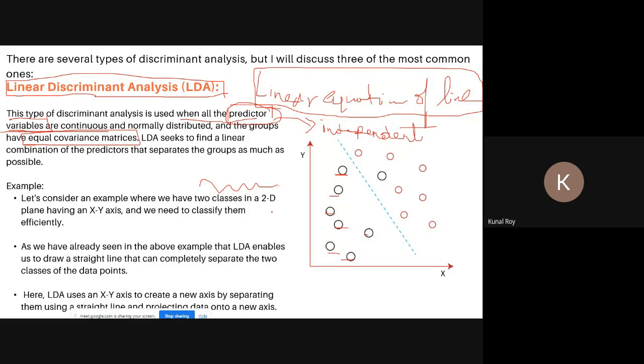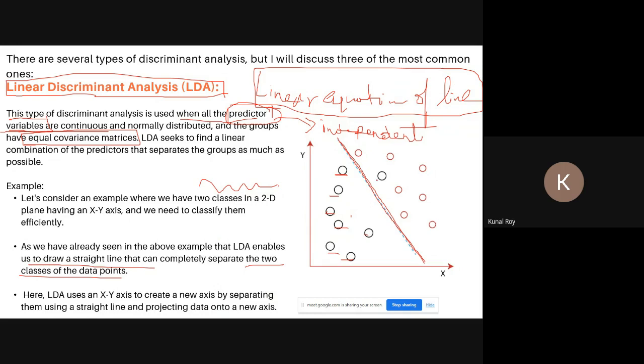So we have taken a normal overview of linear discriminant analysis. We have a function. This line is nothing but a discriminant function which is separating the data points into two classes, A and B. As already explained, these two terms are very important: the predictor variables, or independent variables, must be continuous, and they have equal covariance matrices. So it enables us to draw a straight line. As it is continuous, we can easily draw a line. Here the line is acting to separate the two classes of data points.